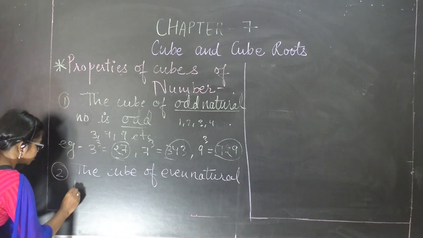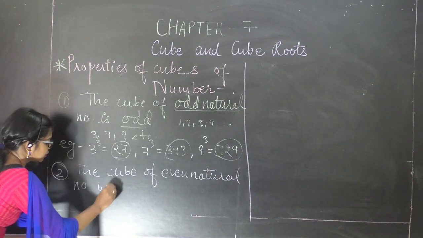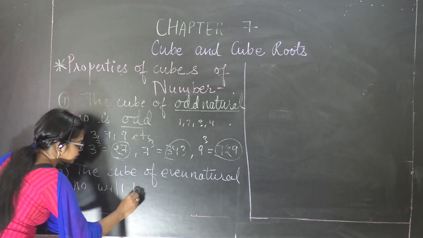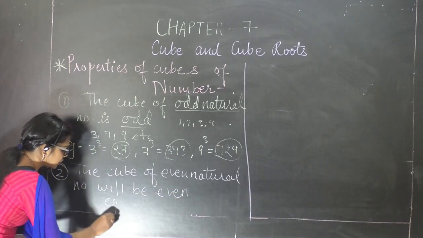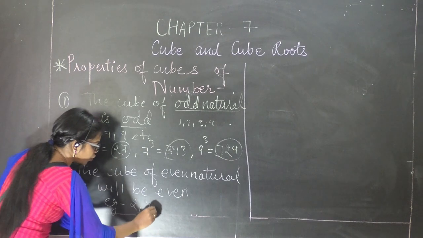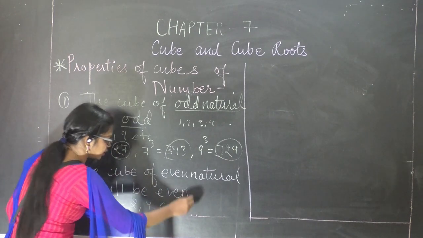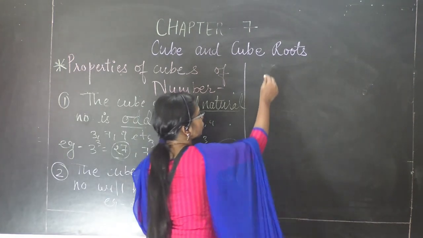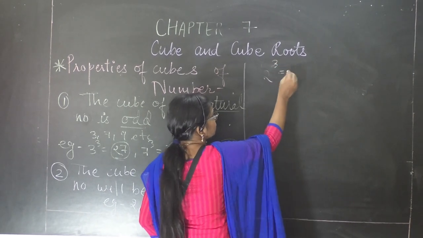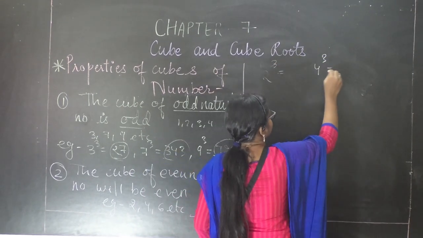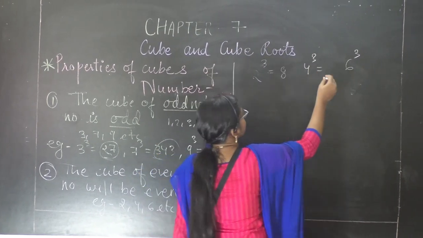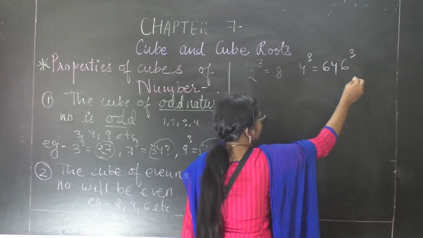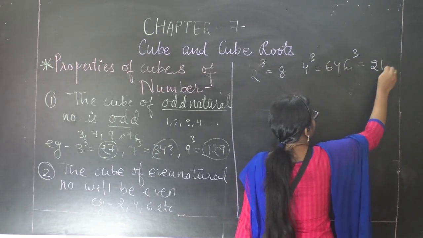Natural number will be even. Even means, for example, 2, 4, 6, etc. 2 cube will be 8, 4 cube is 64 and 6 cube is 216.